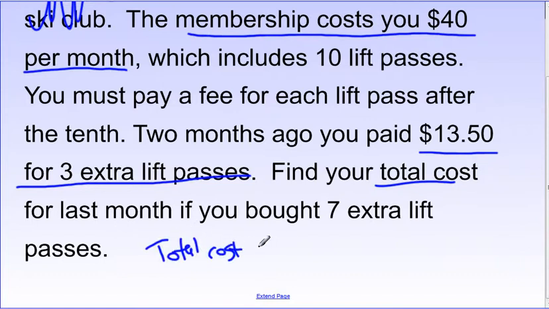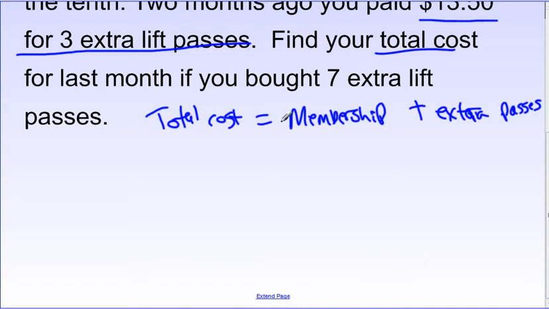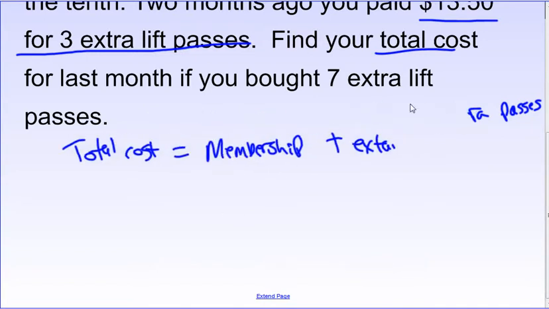My total cost is my membership plus extra lift passes. So that's all the stuff you have to pay for. You'd have to pay for your membership costs, which includes 10 lift passes, and then any extra passes for using the lift. So that's my verbal model. This is helping me get my ideas down in sort of words.